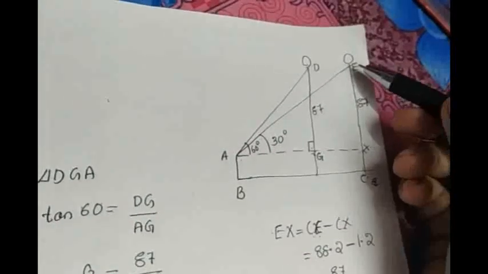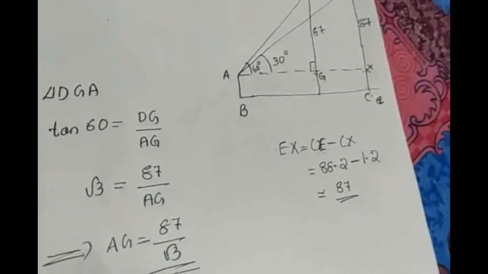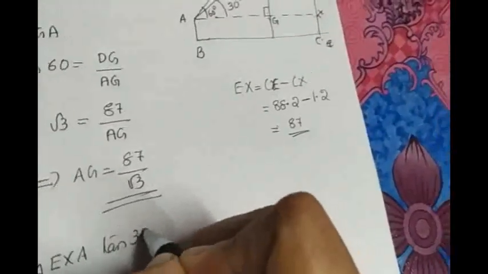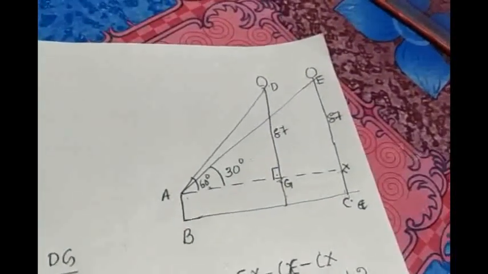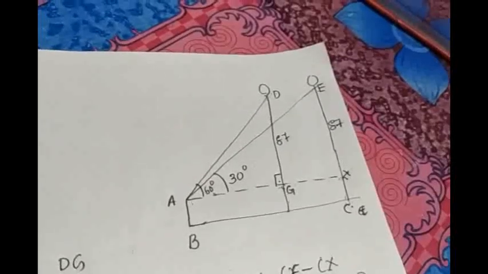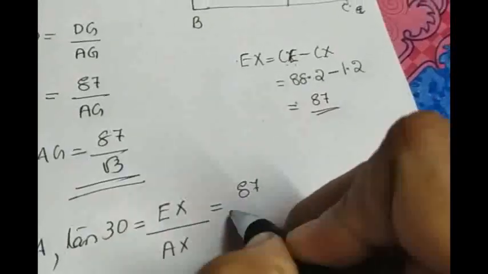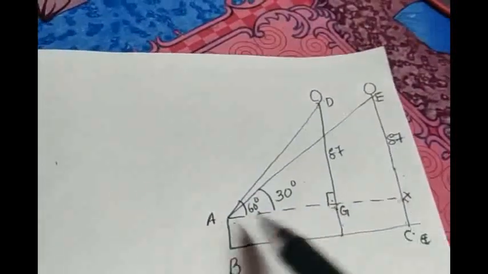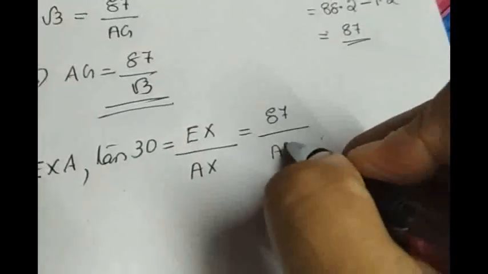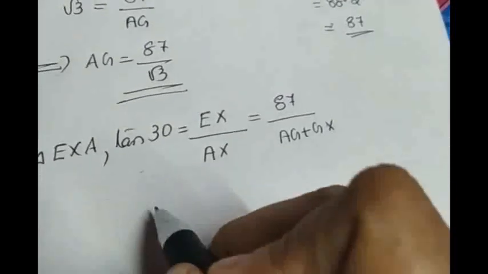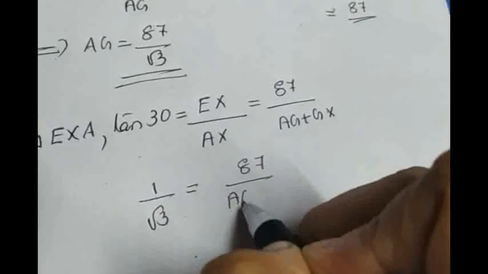Okay, consider the next triangle. Which is the next triangle we are going to consider? EXA. So in the triangle EXA, there also we will take tan 30. What is tan 30? Opposite side by adjacent side. The opposite side there is EX, divided by the adjacent side AX. EX is the same as 87. So 87 divided by, instead of AX, what can I write? AG plus GX. So tan 30, which is 1 by root 3, is equal to 87 by AG plus GX.